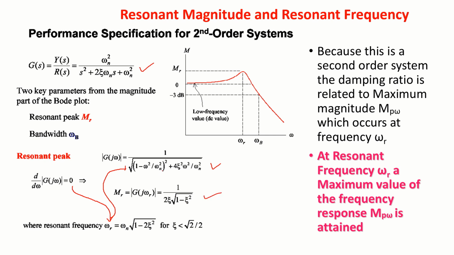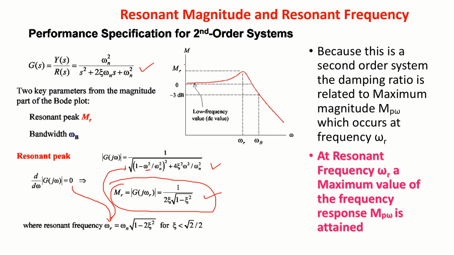Correct? You have to differentiate with respect to omega and equate it to 0. You will get omega. That omega you call omega r, because it's the point at which the magnitude is maximum. That's why you call it the resonant frequency. Substitute that omega value here, and you will get the resonant peak.